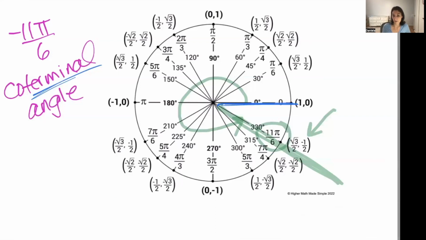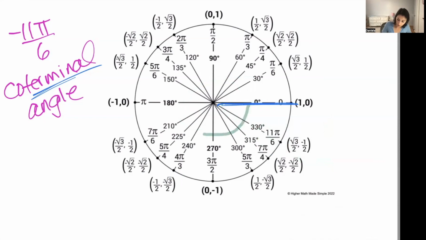So remember, 11 pi over 6 is 330 degrees. However, we're traveling 330 degrees in the other direction because it's negative. So we are traveling, as I said, 330 degrees, or 11 pi over 6 radians, going in the opposite direction because it's negative. So for the correct location, you should be looking at that ordered pair.